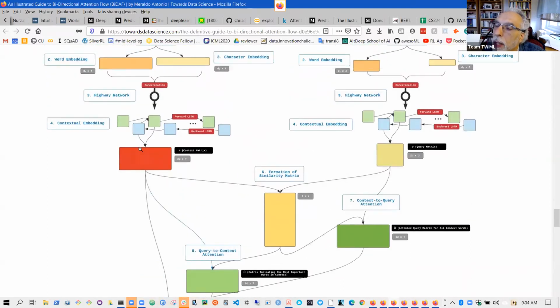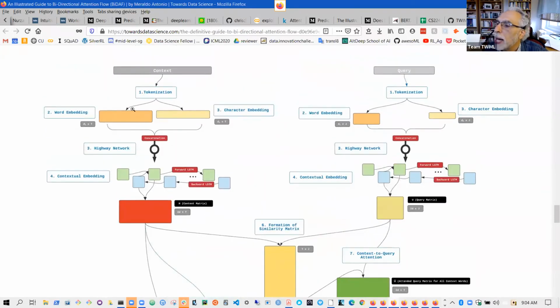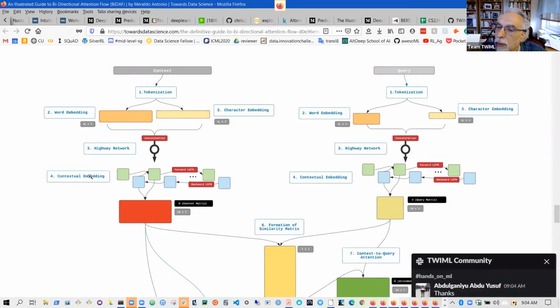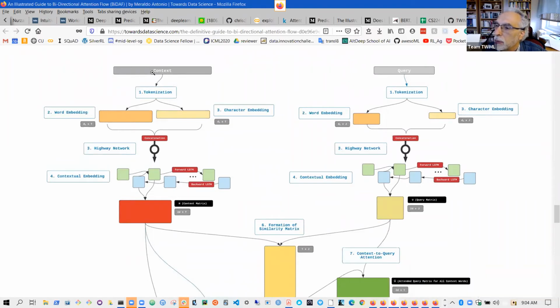Sorry, I shouldn't mix those words, context and passage. We should always use passage because, well, they don't. There's a confusion between contextual embedding and context, and they mean different things. The context refers to the passage of text that we're reading from to answer the question, but this means something else.